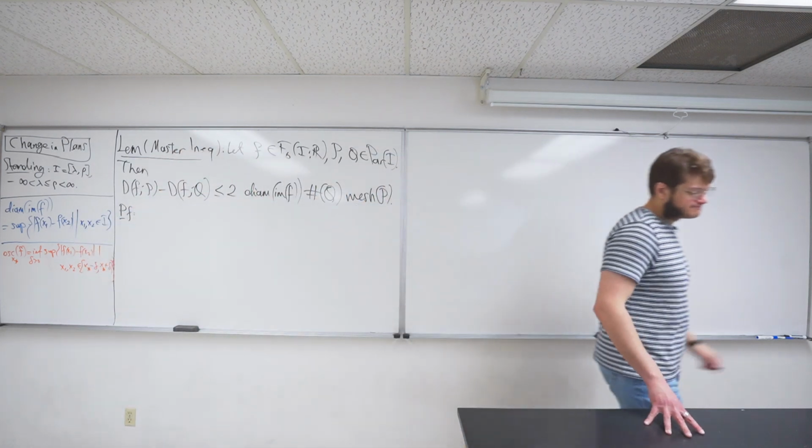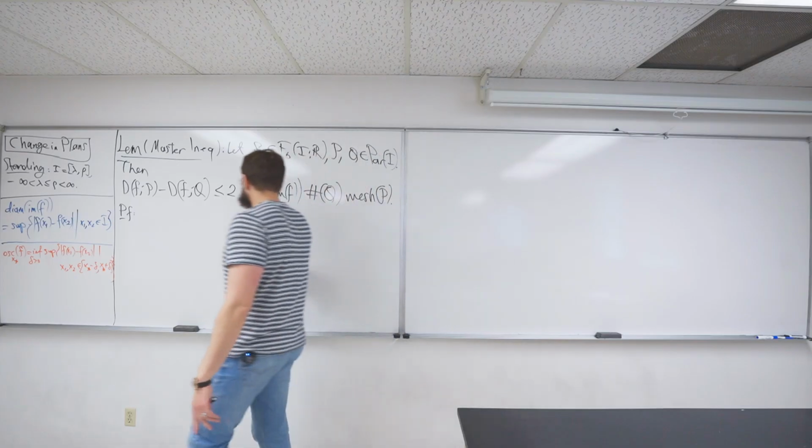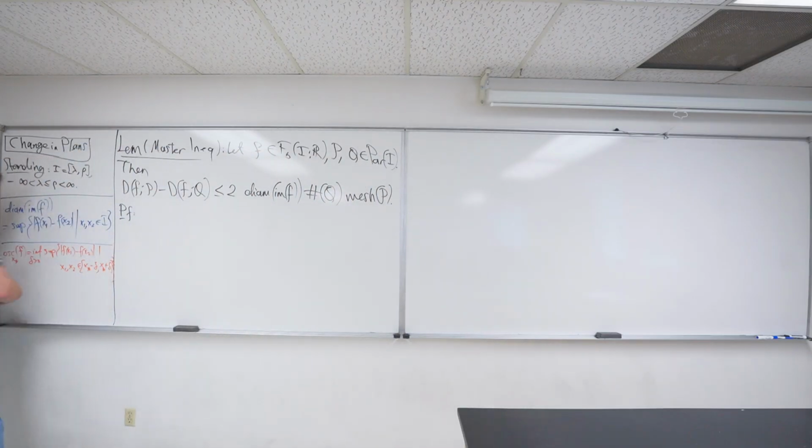And just to remind you what this diameter was, the diameter of any set is defined like so. In this case, I'm looking at the image of f. Certainly, it's a subset of the reals. All you need to do is take 2 arbitrary points in this image, look at the distance between them, and then take the sup over all such expressions.